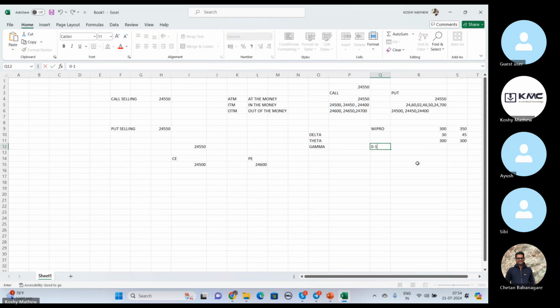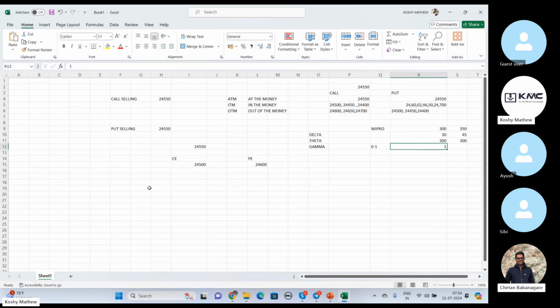Gamma means the percentage of gain when the underlying asset increases, depending upon your premium. Gamma is always high where you are at the money. Whenever you're at the money, the gamma is 1. And gamma decreases from 1 to 0.5 to 0 when it goes from at the money to out of the money, or at the money to in the money. The gamma maximum is at the money.